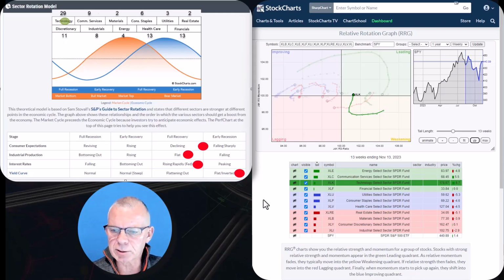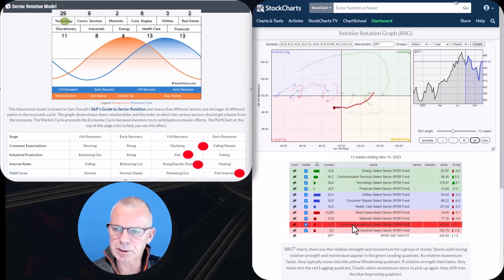Then we've got discretionary. Discretionary is going the other way. This is clearly an underperforming sector. It has moved through weakening and has now moved into lagging. So I'm going to label that as an underperformer.